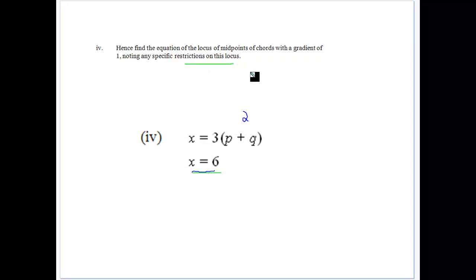Well, it doesn't matter what the y values are. We're always going to get a vertical line, x is equal to 6. So that's the restriction there is on this locus. It's always going to be along a vertical line, x is equal to 6. So the locus is the midpoint of that chord. Okay, and that's only if it's going to take gradient of 1. So that's what's so special about that one.